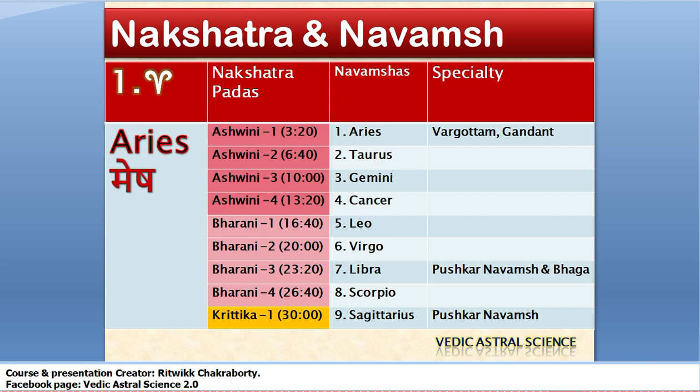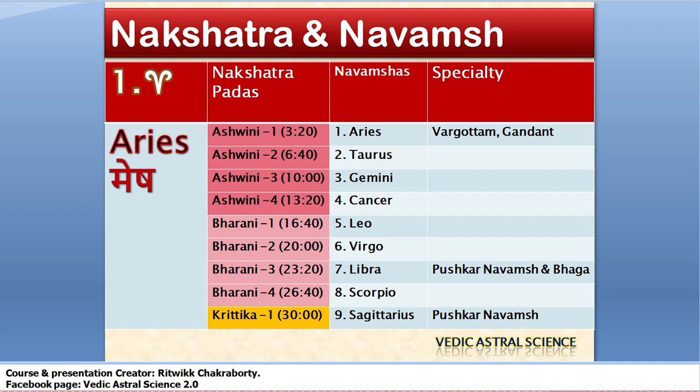And from 20 degrees to 23 degrees 20 minutes of Aries, which is Bharani Nakshatra Pada 3 or Libra Navamsa, and it is also a Puskara Navamsa plus Puskara Bhag. Venus gives excellent result in this particular segment, which is the 7th Navamsa of Aries.